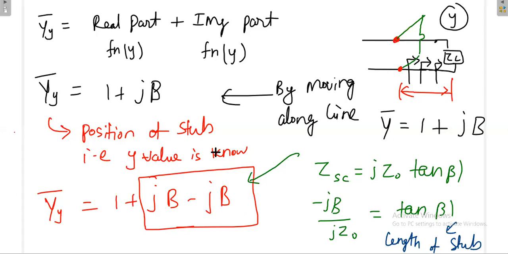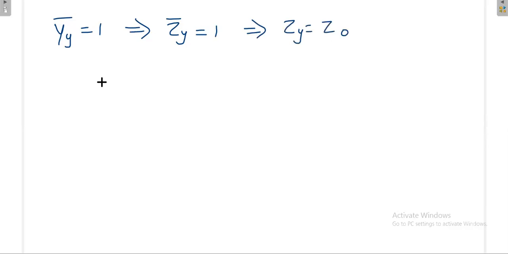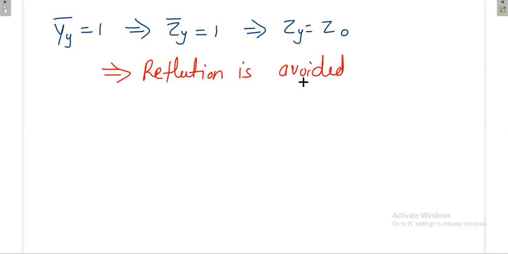In this process, what you are getting finally is yy equal to 1, because jb cancels. Once yy is equal to 1, definitely zy is equal to 1. If zy is equal to 1, then the impedance looking in is z naught, then there is no reflection. It all implies that reflection is avoided in this process.